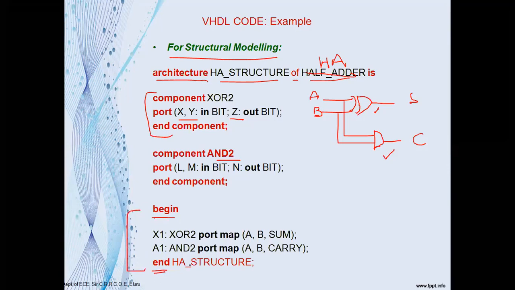Now see here, in this structural modeling there is a technical term called component instantiation. Remember that name. In structural modeling we have a technical term, component instantiation. What is this component instantiation? In this component instantiation we will do the mapping of the components. You know what mapping is? Mapping means assigning or connecting devices, or assigning or connecting numbers.